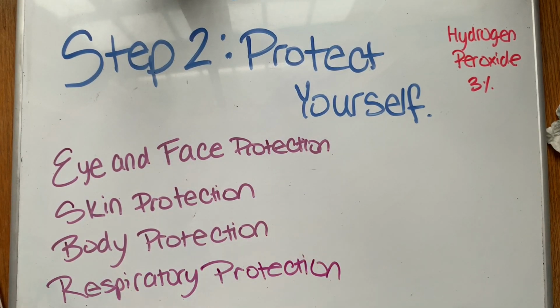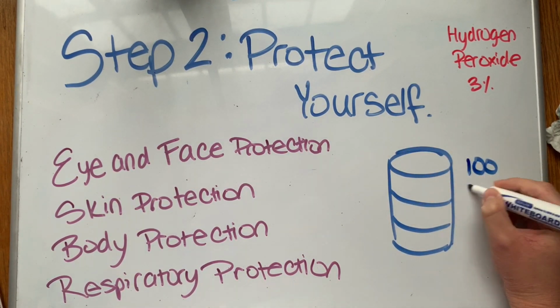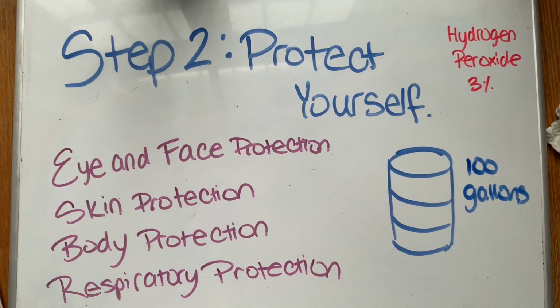For eye and face protection, tightly fitting safety goggles and a face shield of a minimum of 8 inches is required. For skin protection, the hydrogen peroxide must be handled with gloves. The glove material has to be impermeable and resistant to the chemical. For body protection, a complete suit must be worn to protect against the hazardous chemical.